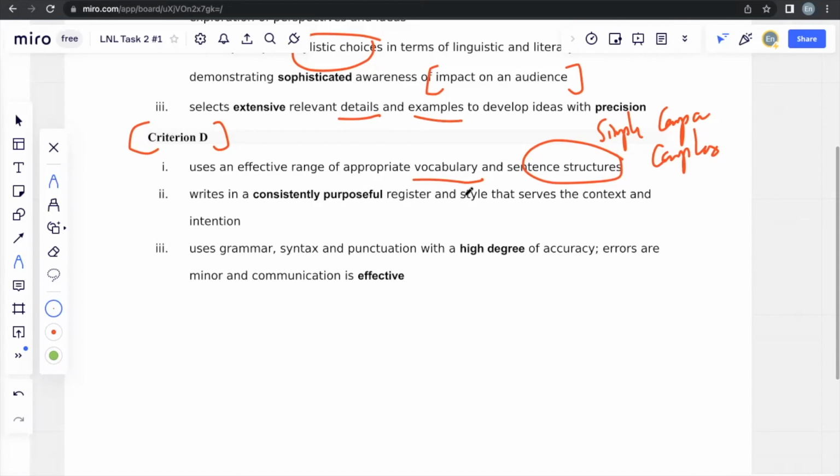For the narration, you can include formal language. But for the dialogue, you can focus more on informal language. It shows that you are aware of the difference on when to use certain registers and styles.